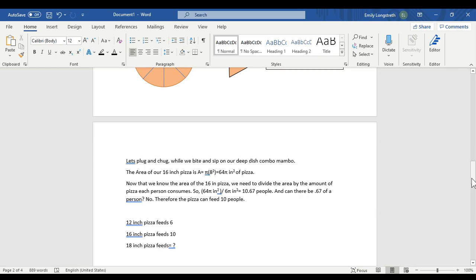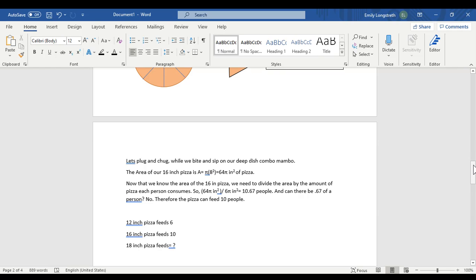So our area, 64 pi inches squared, divided by the 6 pi inches squared that each person eats, gives us 10.67 people. And can there be 0.67, not percent, 0.67 of a person? I don't think so. You can get out of here, bozo, if you think so. Therefore, this pizza feeds 10 people, which is 2 more people than Lorianne and Kinsey originally thought.